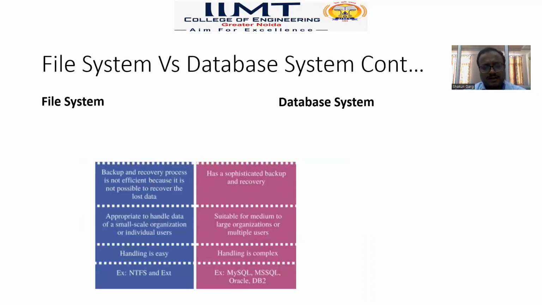Next, backup and recovery process is not efficient in file system because it is not possible to recover the lost data. DBMS has a sophisticated backup and recovery. File system is appropriate to handle data of a small scale organization or individual users, while DBMS is suitable for medium to large organization or multiple users. Handling is easy in file system, handling is complex in DBMS.